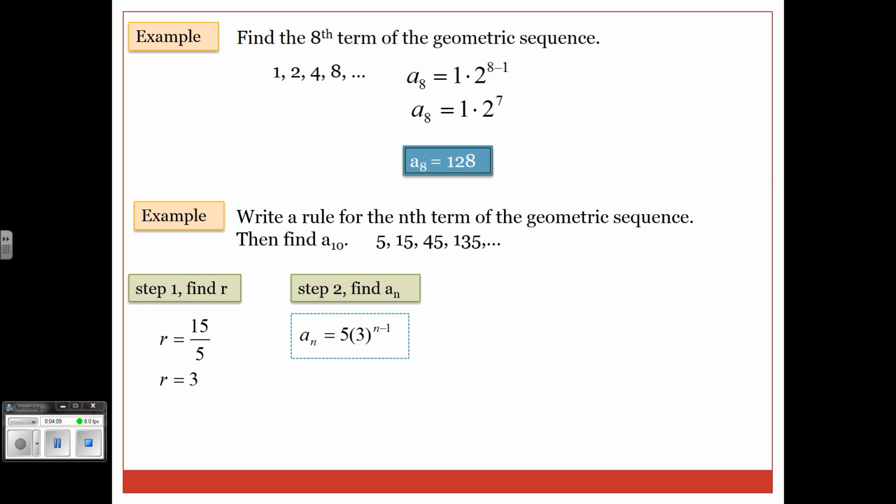All right, and then the last part says to find a sub 10, right? So now what you're going to do is plug 10 in for n right here and calculate. I'll give you a second to do that.